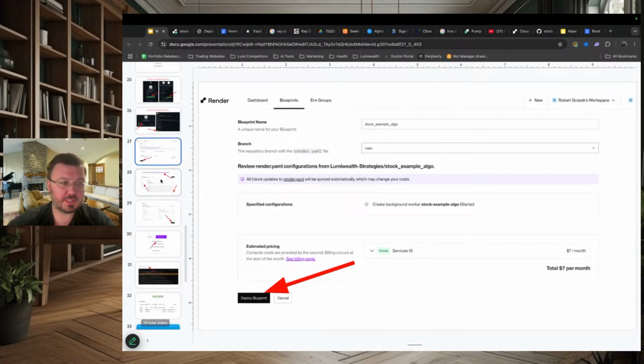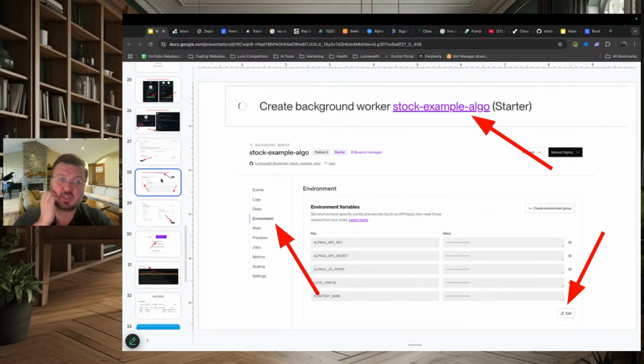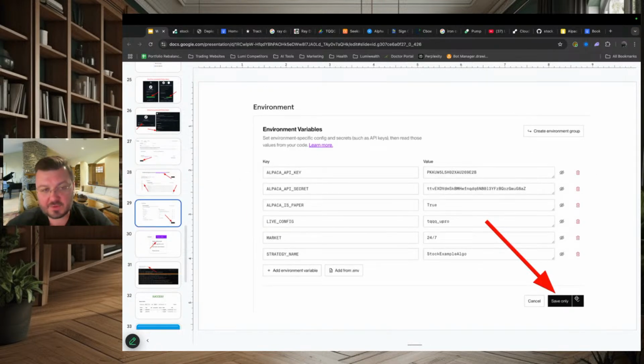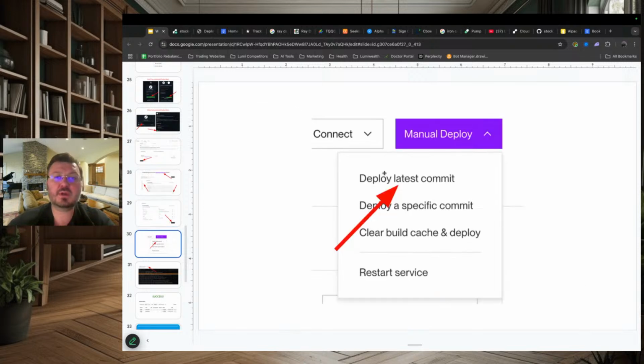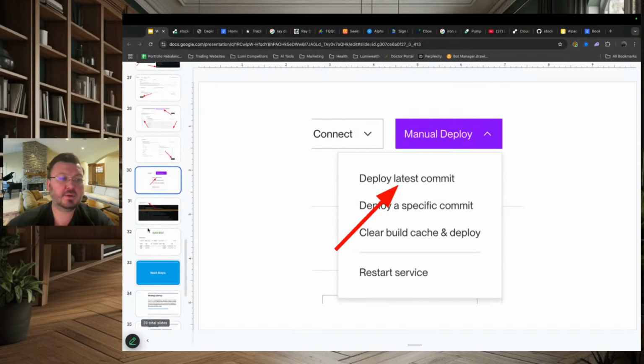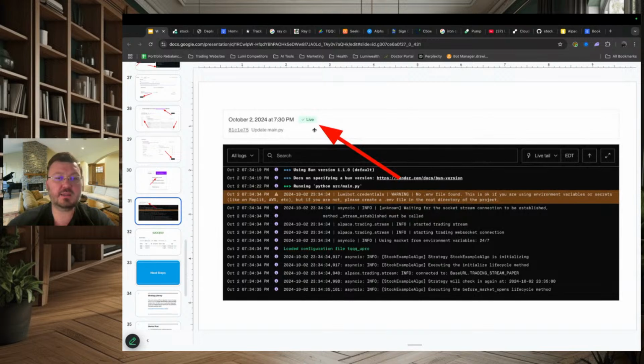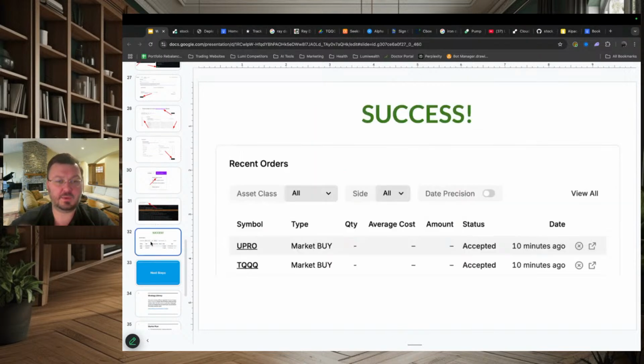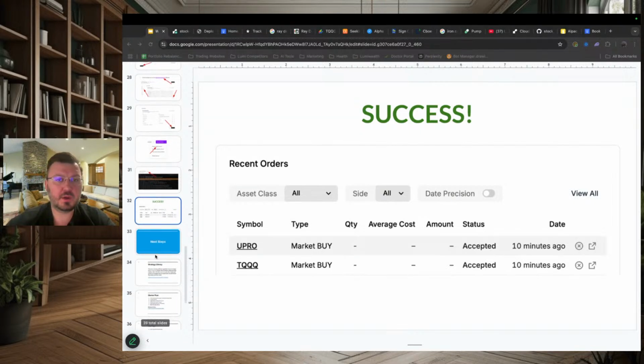Okay, so let me go through our slides here. So a few more things. Yes, we click on that background worker. We go to environment variables. We edit them. We fill them in. We save those environment variables, right? And then we want to deploy the latest commit. Right, and then again, it turns green, live, we're good to go. And we see that it's a success. It placed those two trades. All right. Okay, cool.